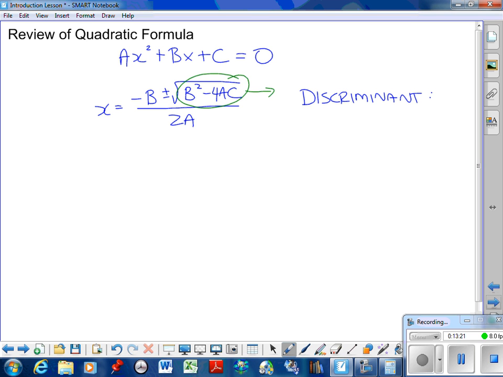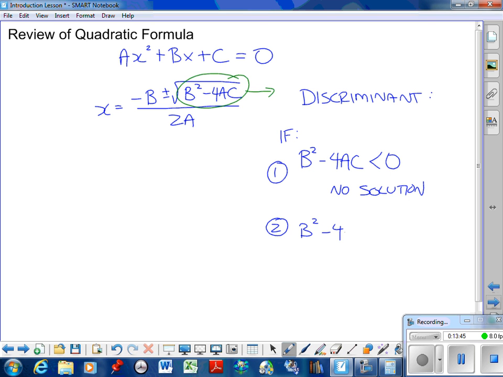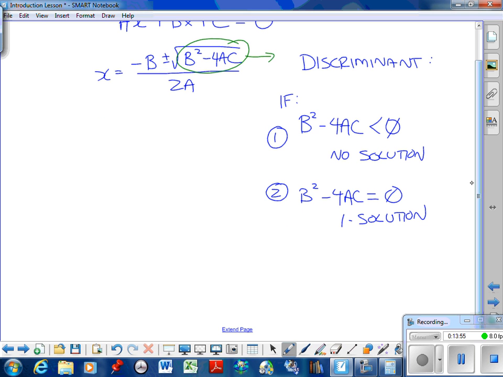Very, very important here, because if b squared minus 4ac is smaller than 0, which means it's a negative number, there's no solution. In physics, that's important, because if I say at what time will 2 cars collide, if the discriminant's a negative number, it's never going to happen. So that's case 1. Case 2, b squared minus 4ac is equal to 0, then there is one solution. So that means if I ask when will 2 cars collide, there's only one chance for that to happen, and it occurs at this time.